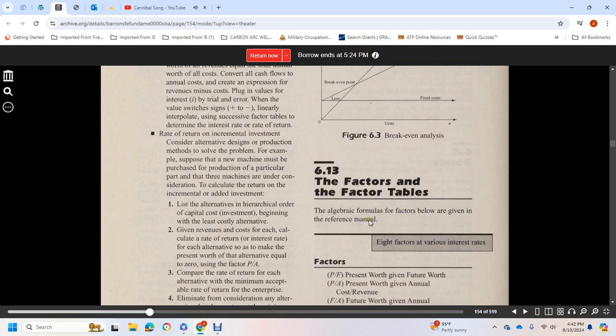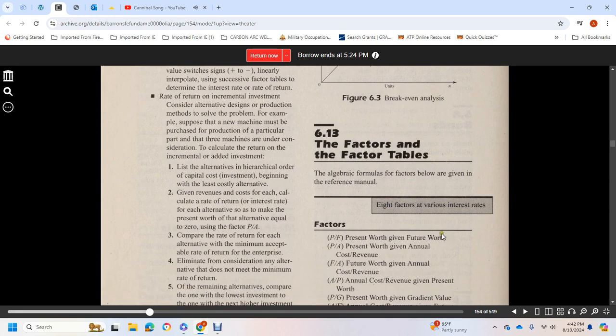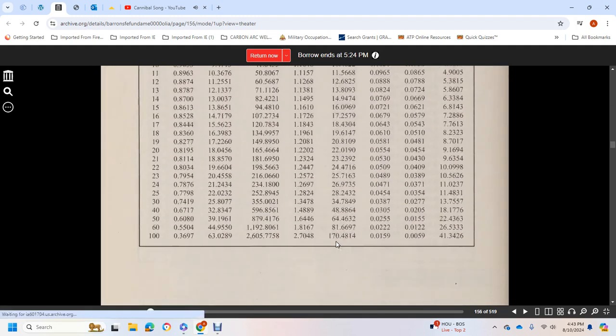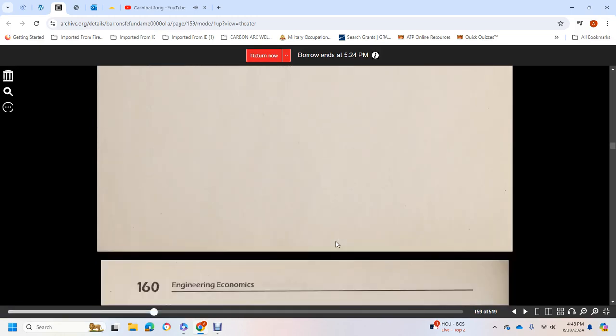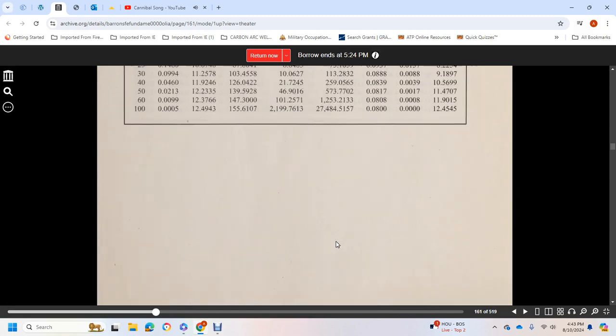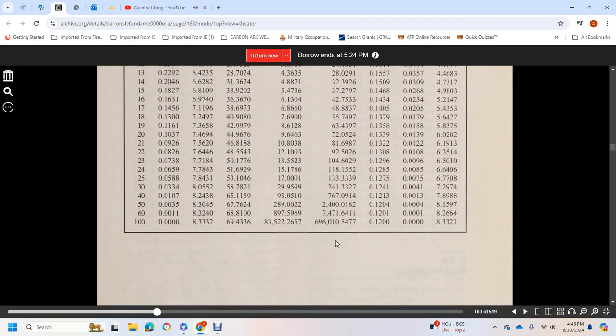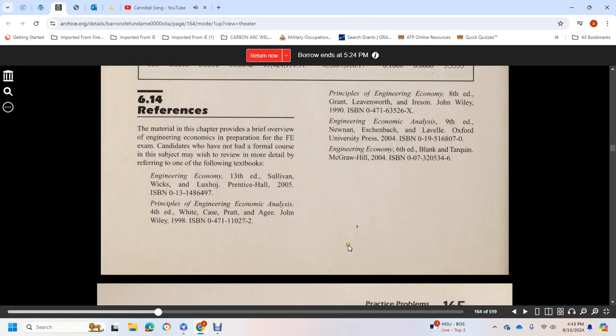6.13 Factors and factor tables. Algebraic forms of the factors are given in the reference manual, along with factors at various interest rates. Present worth given future worth. Present worth given annual cost or revenue. Future worth given annual cost or revenue. Annual cost or revenue given present worth. Present worth given gradient value. Annual cost or revenue given future worth, given present worth, and given the gradient value. And it goes into some tables at 4%, 6%, 8%, 10%, 12%, 18% interest rates.